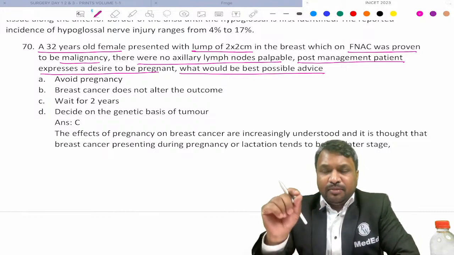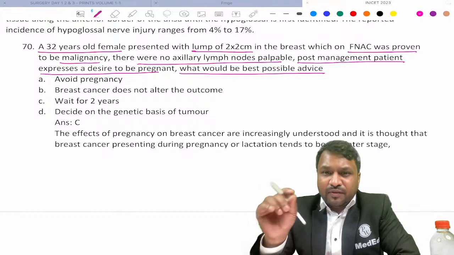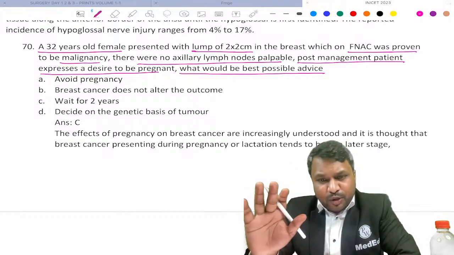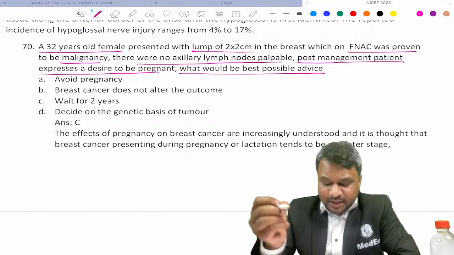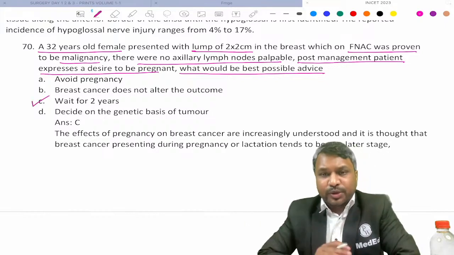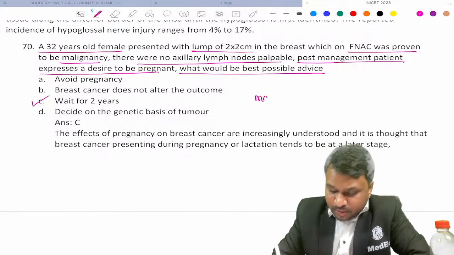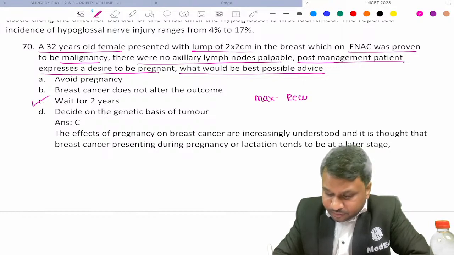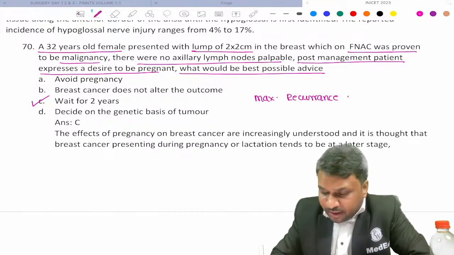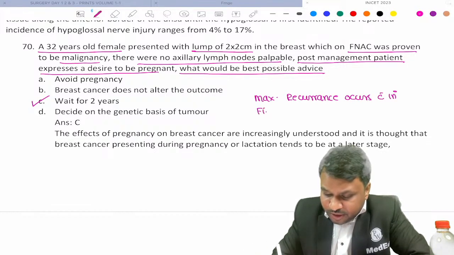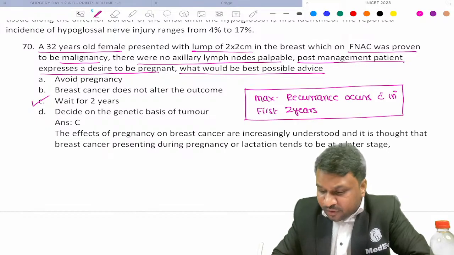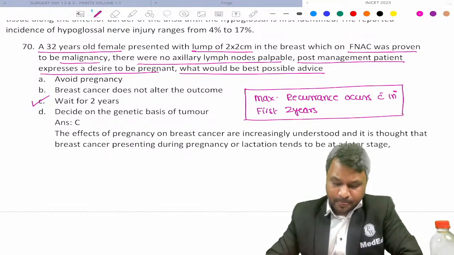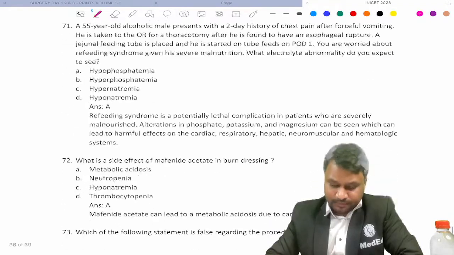Now we say that, remember, whatever recurrence has to occur will occur within the first 2 years, right? So we wait for 2 years. If there's no recurrence after 2 years, you'll advise pregnancy. So minimum wait is 2 years, because maximum recurrence occurs within the first 2 years. If there is no recurrence, it is very unlikely that it will recur for the next 3 to 5 years. Okay? So hence it is C for Calcutta.